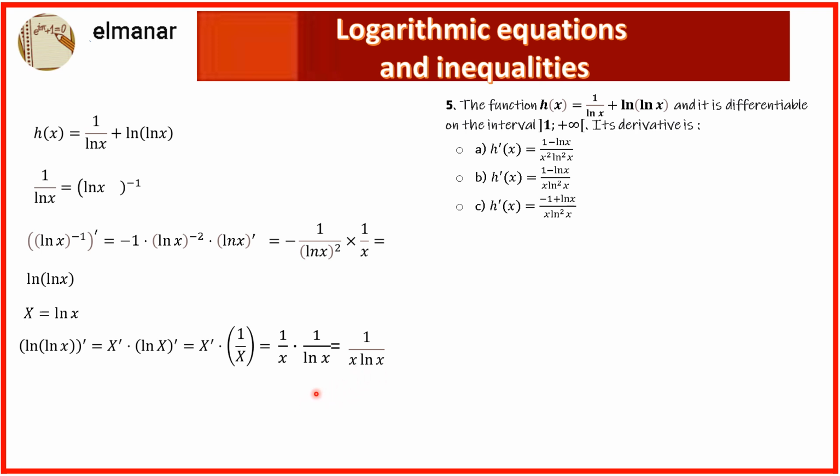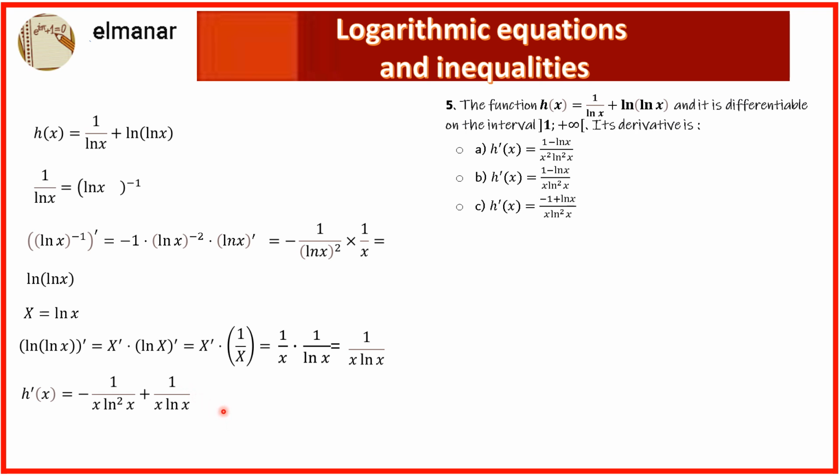Therefore, h prime of x equals negative 1 divided by x times the natural log squared of x, which is the first derivative we found, plus 1 divided by x times the natural log of x.